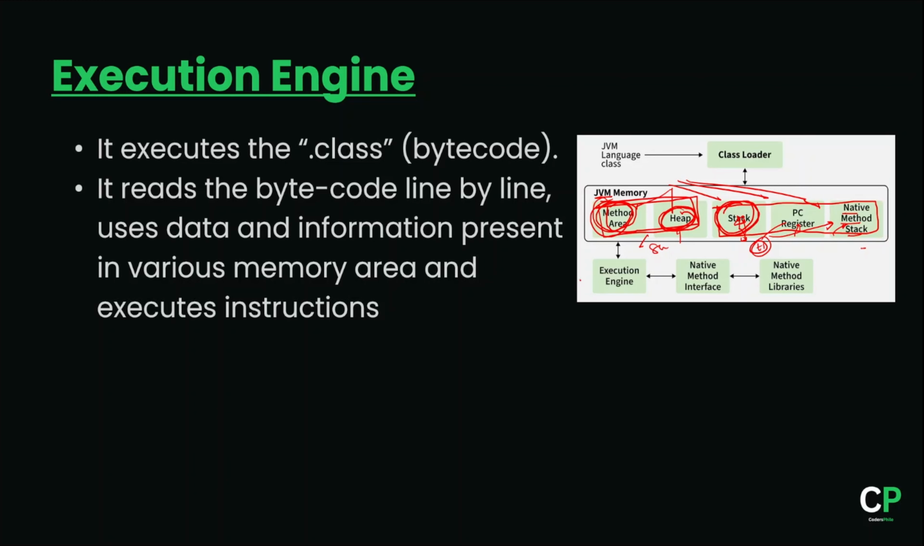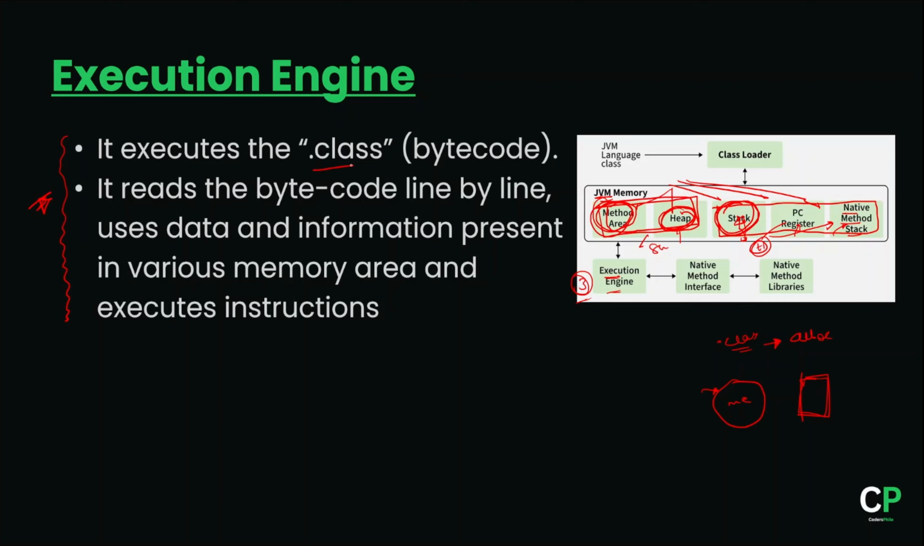Now let's learn about the third component of the JVM architecture, that is the execution engine. So what is the execution engine? Till now, the class loader loads the class file into the memory, allocates the memory for the static variables, and stores all the information of the class in the method area, and a stack frame for each thread in the stack. Now there is a need to start executing the program. This execution part is done by the execution engine.